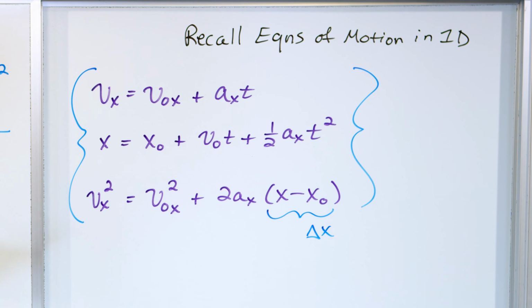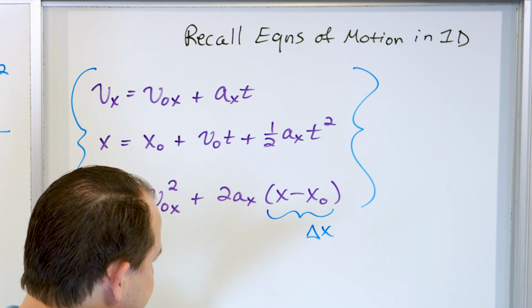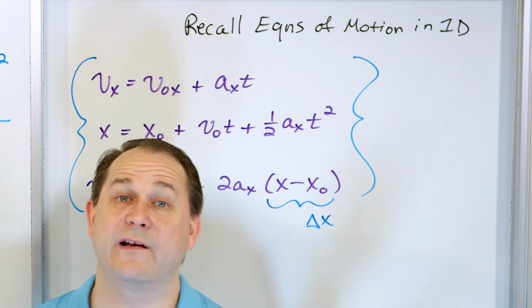So let me double check before I go on. Vx is v naught x plus a x t. X is x naught plus v naught t plus 1/2 a t squared. Vx squared is equal to v naught x squared plus 2 a x, and then x minus x naught. All right, so these are the equations I want us to use.